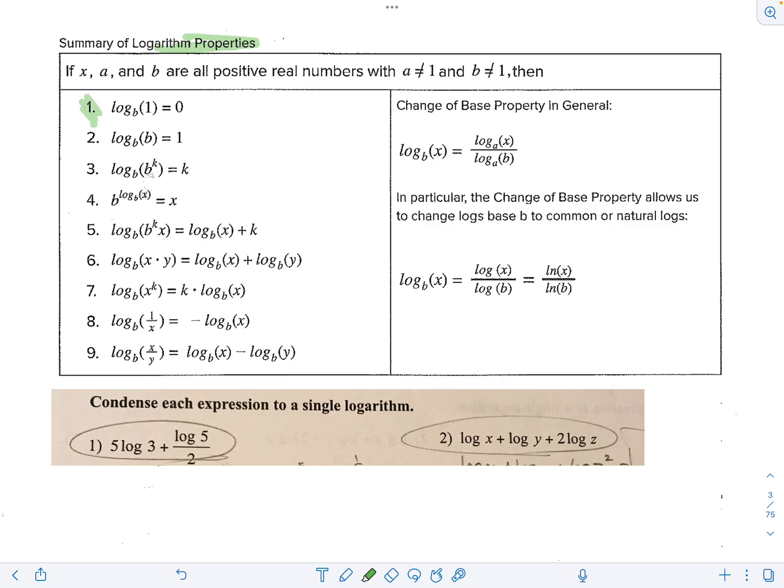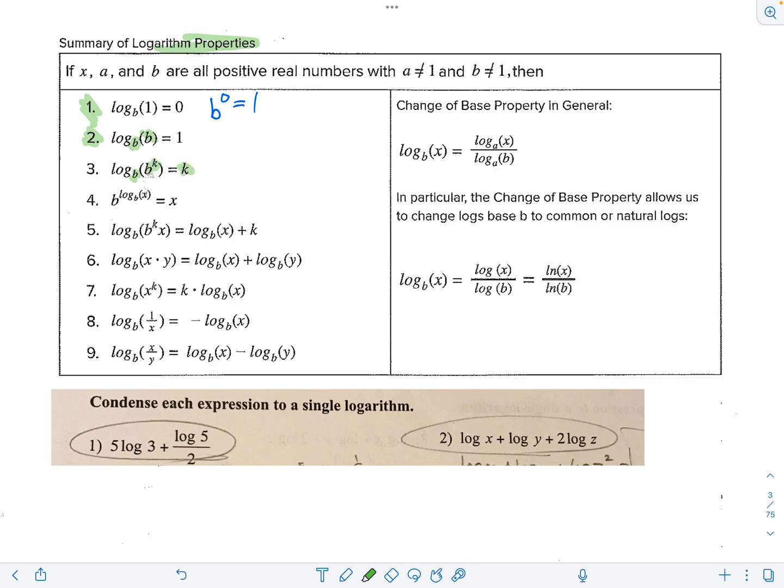This first one is just like a truth about logs and exponents. The log of one base anything is 0 because b, that base raised to the 0 power, is 1. Same kind of theme. What power does b have to be raised by to get b? Answer is 1. That's just a truth about logarithms. The third one is another little easy puzzle. What does b have to be raised by to get b to the k?